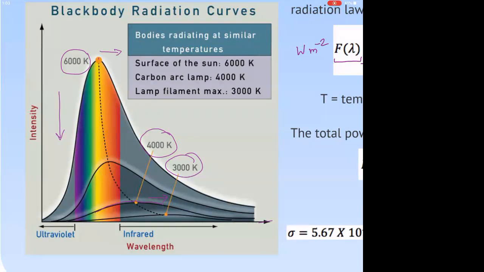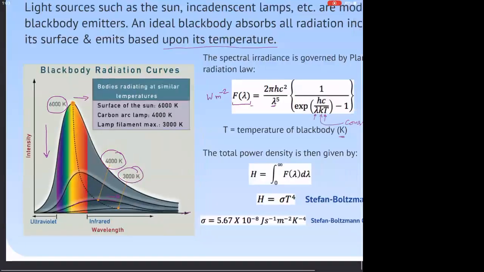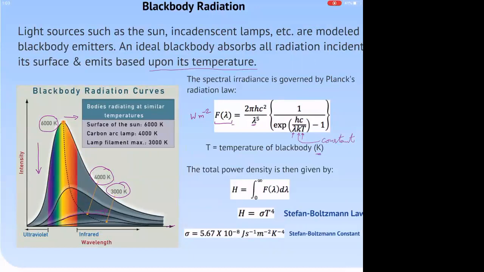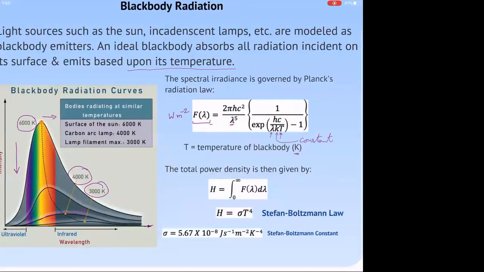And these things here refer to the surface of the sun, the carbon arc lamp, and the incandescent lamp filament at 3000 Kelvin. And this plot is simply coming from this equation here. Now we can, of course.